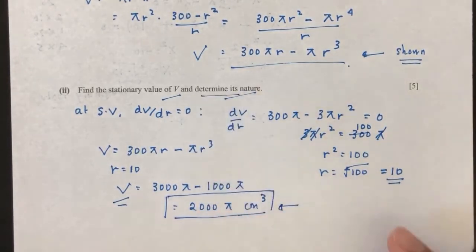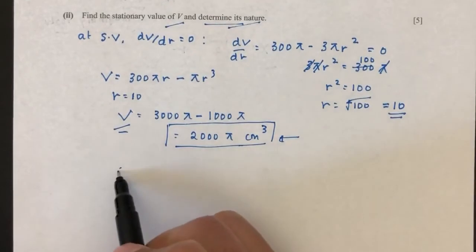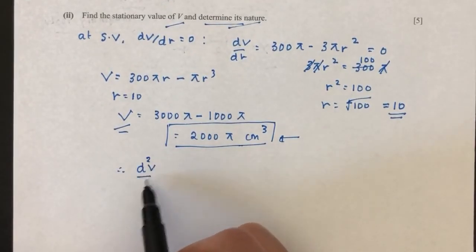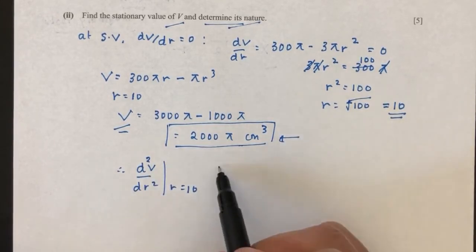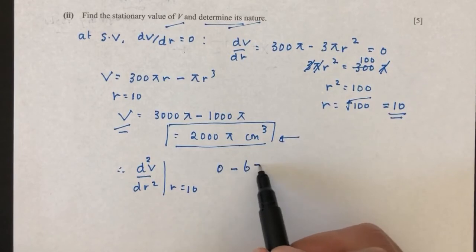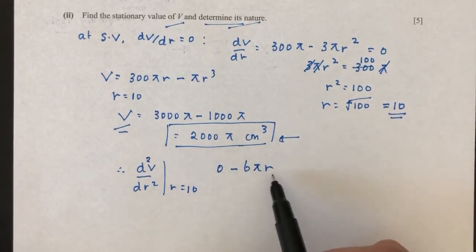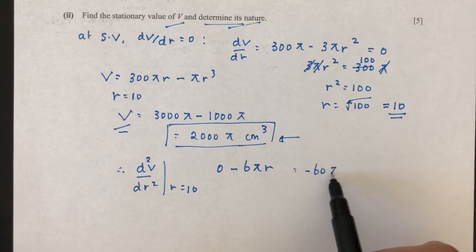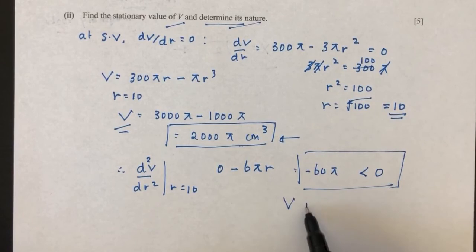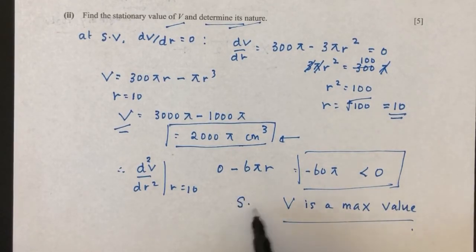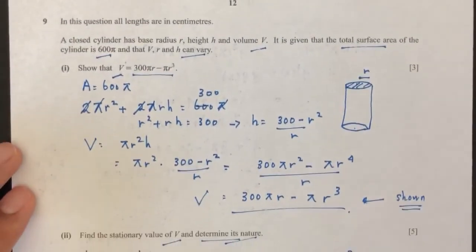Now determine its nature. So to find nature is very easy. We just have to find the value of the second derivative, d2v by dr2, at r equal to 10. So let's do that. This will be 0 minus 6 pi r. We place r in this, we'll have minus 60 pi, which is less than 0. So if it is less than 0, it means that v is a maximum value. So stationary value of v is a maximum value. So that will be question number 9.